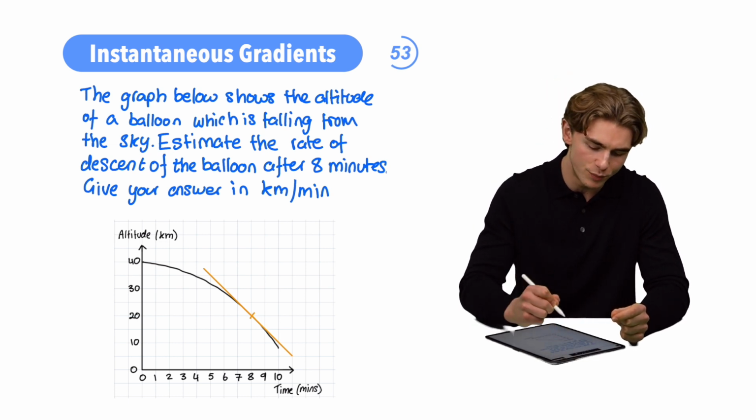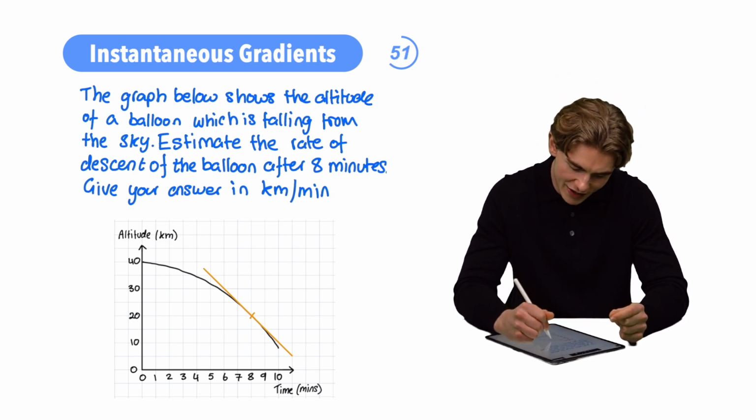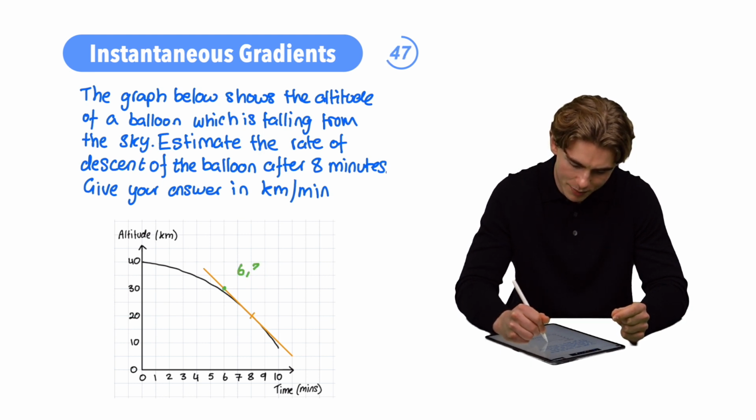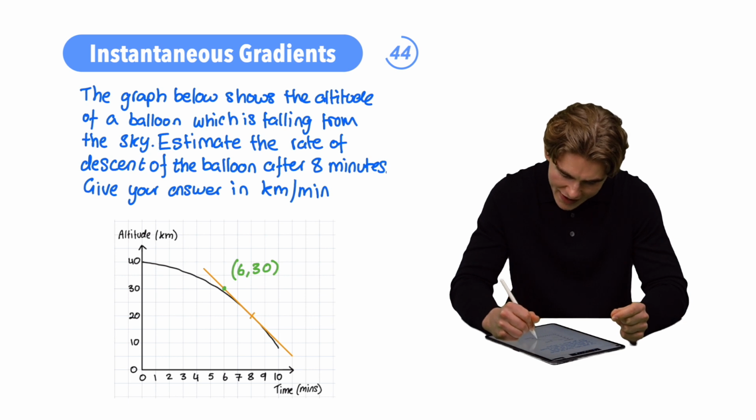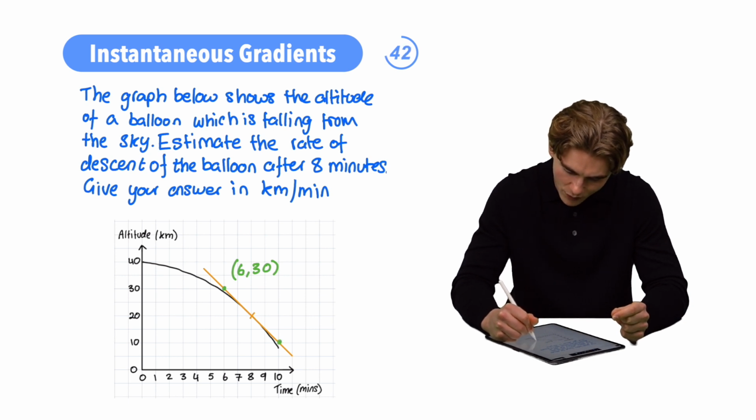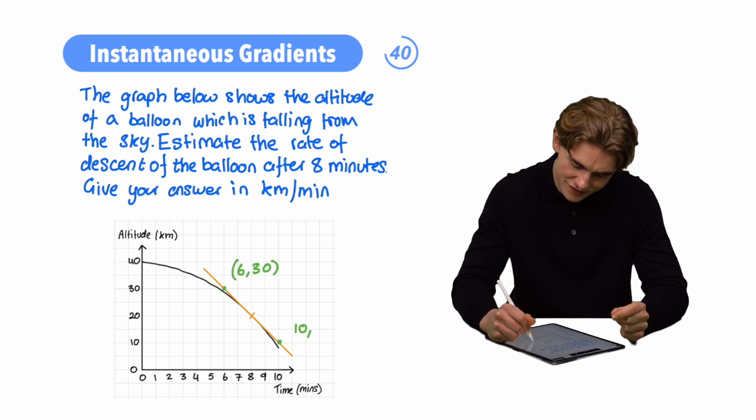So first of all, choosing 2 points, which ones shall we choose? Let's choose this one here. That looks pretty clear. This one is 6 across and 30 up. And let's choose this one down here. That one's also pretty clear. This time we have 10 minutes. And how many up is it? It's going to be 10.